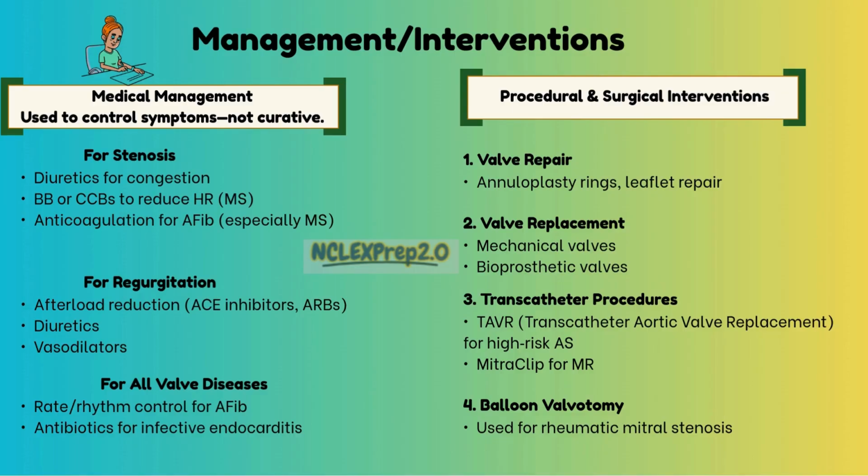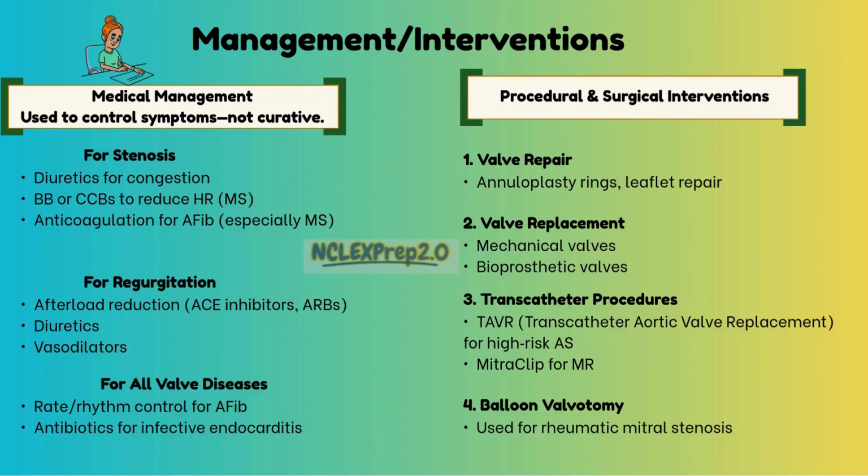These are the ones that fix the main problem. Medication management was just taking care of you, trying to get you to the next day or to your procedure. But now we are talking about procedural and surgical interventions. Valvular repair is usually preferred when feasible, but some people cannot tolerate it. They can do annuloplasty, putting in something kind of like a stent, called annuloplasty rings, or leaflet repairs.